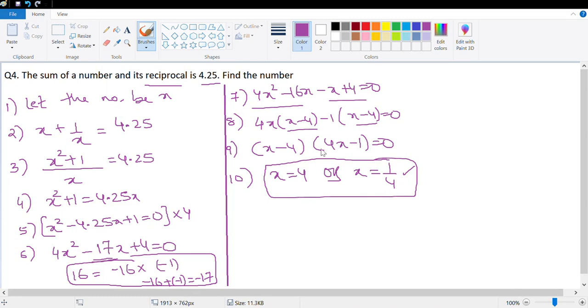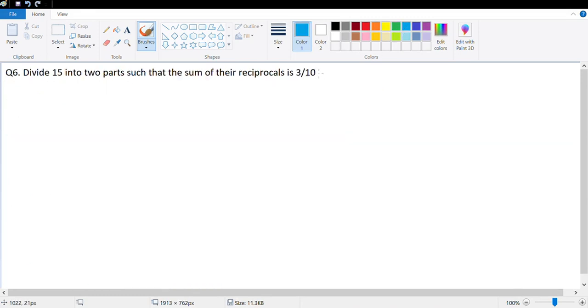The next question that we are doing is question number 6. It says divide 15 into two parts such that the sum of their reciprocals is 3 by 10. Okay, so let the first part be x. Then the second part will be 15 minus x, right? Total is 15. So if the first part is x, then the second part will be 15 minus x.